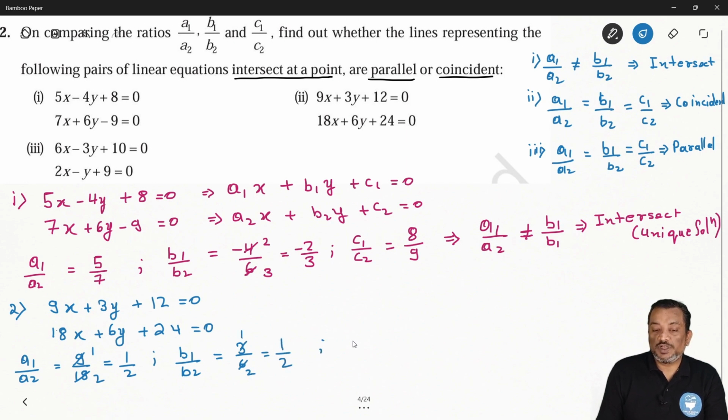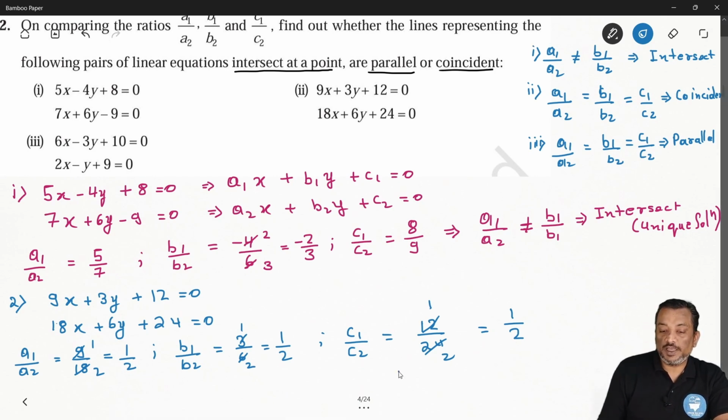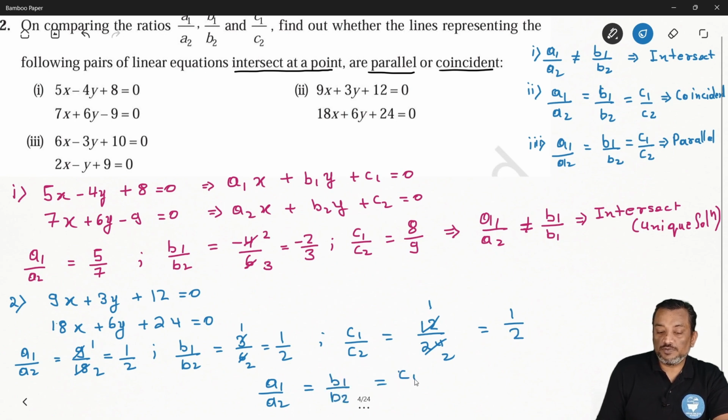And last you will get here c1 over c2. So this one you will get how much? 12/24. So this both are factor of each other. So 1/2. So you can say this is also getting what? 1/2. तो इनका देखो सारा रेशियो इक्वल आ गया. So we can say here, okay, a1 over a2 is equal to b1 over b2, okay, is equal to c1 over c2. ठीक है?